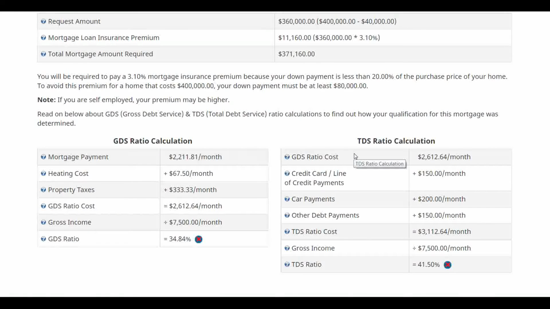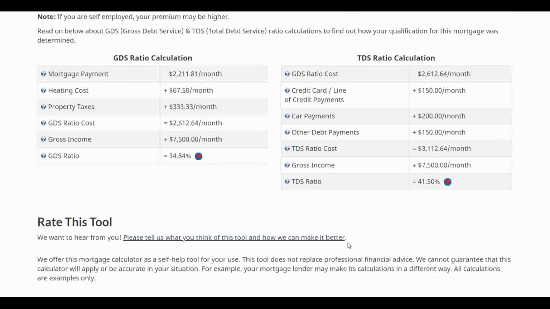Your TDS, which is the total debt service, is your gross debt service plus any loan repayments that are being made, right? So credit card debts, car payment debts, student debts, whatever other loan payment debts. So that gets added to your gross debt servicing, and that becomes your total debt servicing. And again, it's a ratio between that number and your gross income. So you get 4150, and that's basically it.